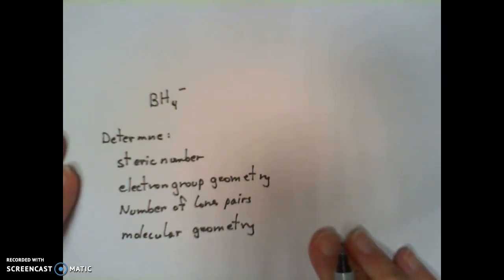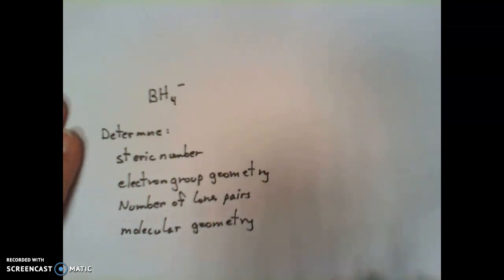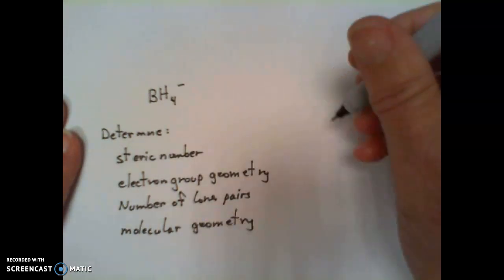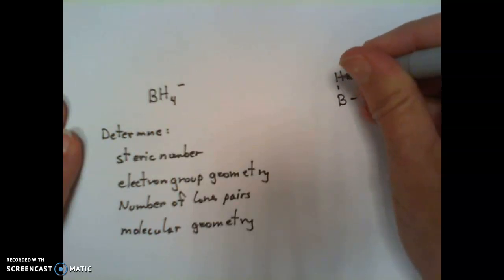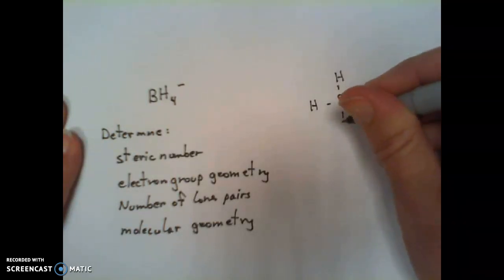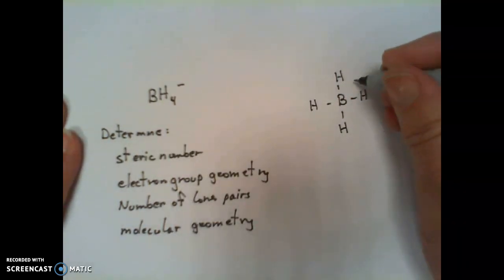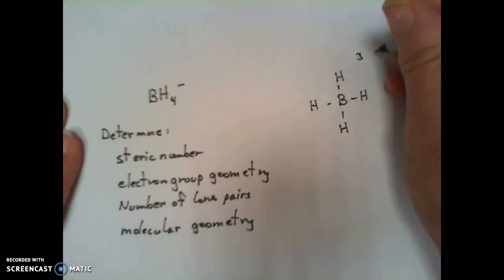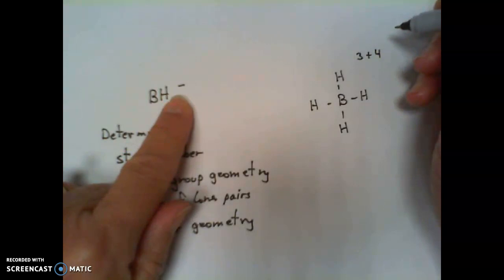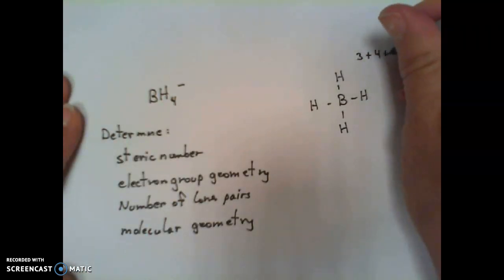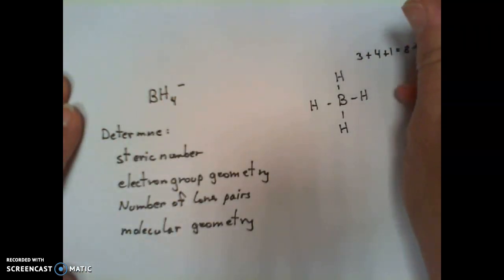So let's look at this compound. Again, we're going to need to draw the Lewis structure for it. Boron has 3 electrons. Each of the hydrogens has 1 electron, so that's 4 altogether. And then we have a negative charge, so we have an additional electron. So there are 8 electrons.